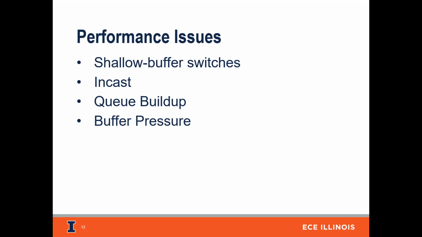The last one is buffer pressure. This happens because the long greedy TCP flows build up queues on their interfaces. Since buffer space is a shared resource, the queue buildup reduces the amount of buffer space available to absorb bursts of traffic from partition and aggregate traffic.